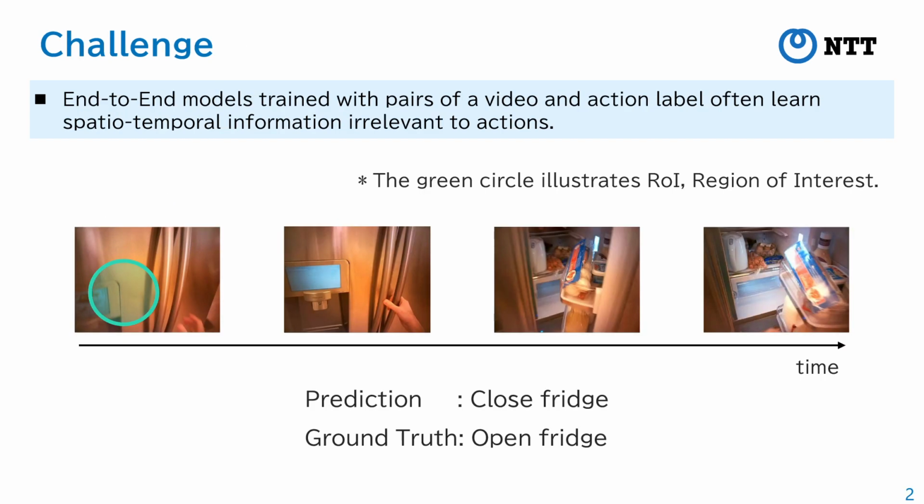However, training with only the pair data can often cause them to learn spatio-temporal information irrelevant to actions. This causes the models to not perform as well as they should.